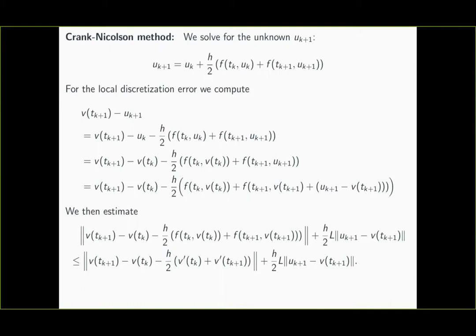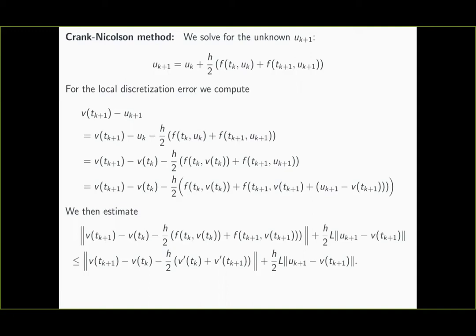Now we are in the position to apply the differential equation to the first term. So we see that this first norm equals v(t_{k+1}) minus v(t_k) minus h over 2 times v' at time t_k plus v' at time t_{k+1}. We see that the term in the first norm is just the difference of the integral of v' over the time interval and the approximation of that integral by the trapezoidal rule.